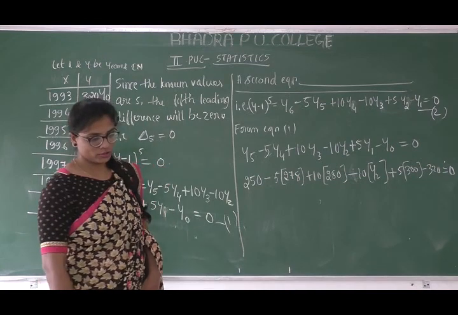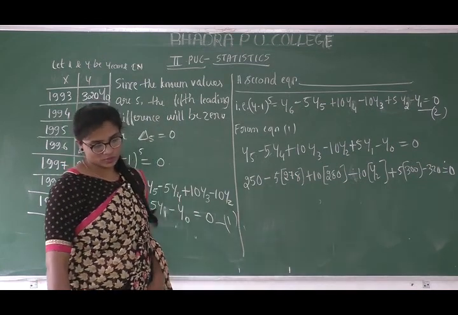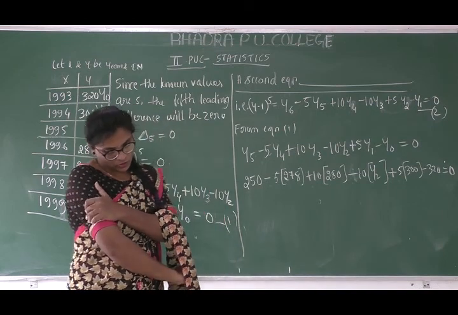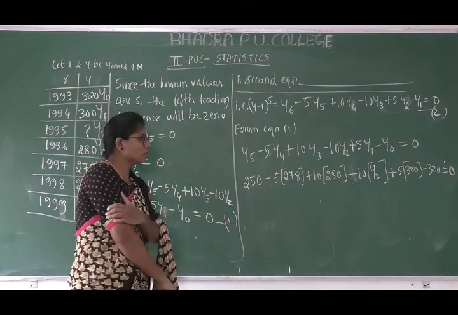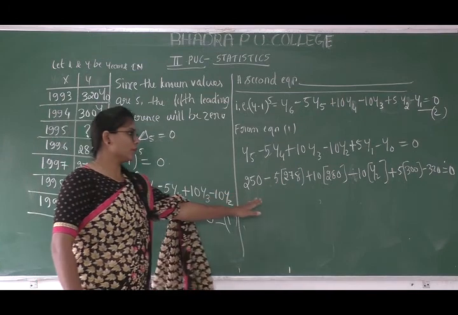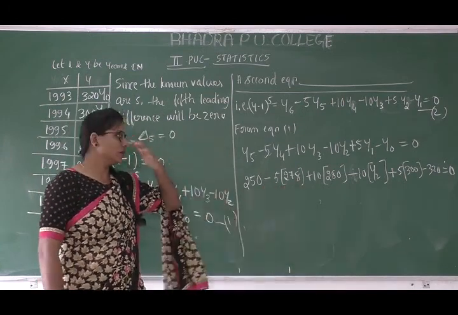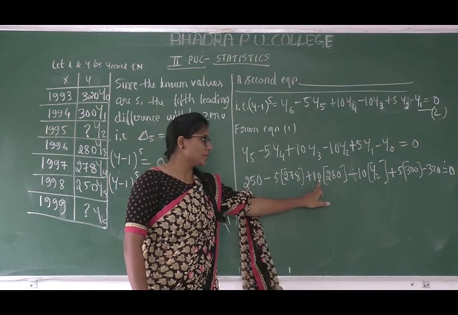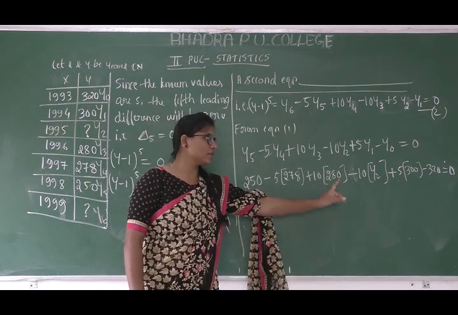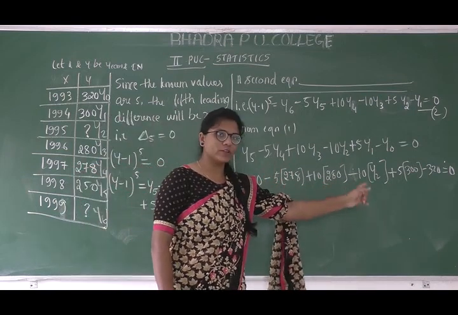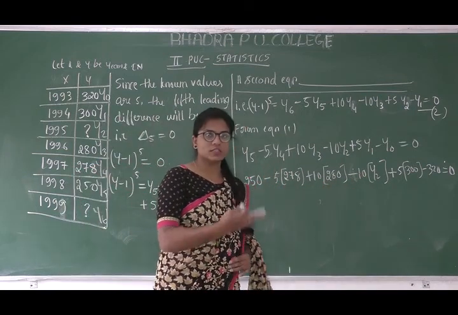Solve this equation, you will get, so how much will you get? Solve the equation: 250 minus 5 into 278 plus 10 into 280 minus 10 y2, keep it as it is, plus 5 into 300 minus 320.